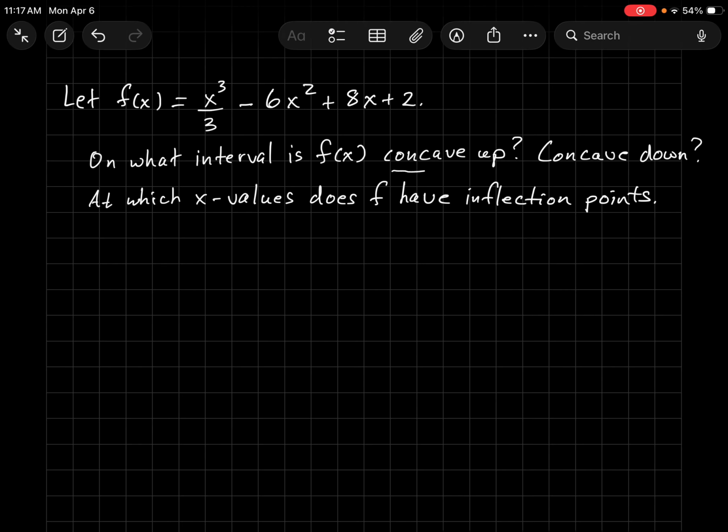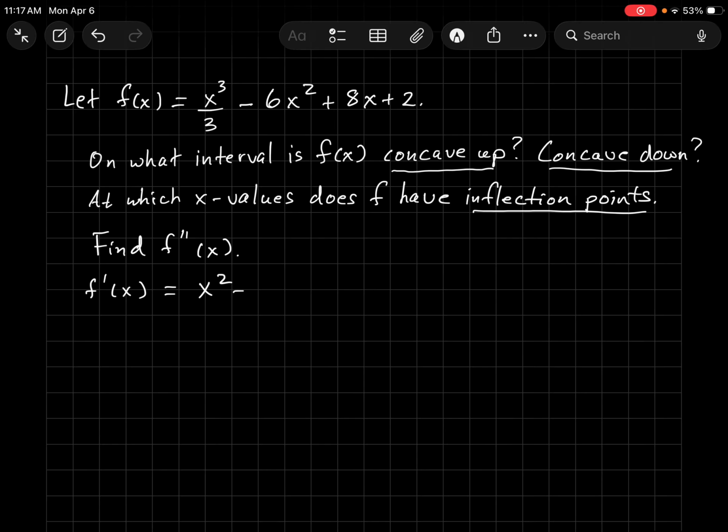Let's look at the keywords or phrases. Concave up, concave down, inflection points all tell us we need to find f double prime of x, generally speaking. We could do inflection points with f prime increasing or decreasing, but we usually use f double prime. We, of course, need to start by finding the first derivative. So we'll do that. We get x squared minus 12x plus 8.